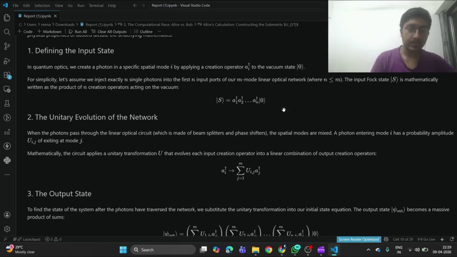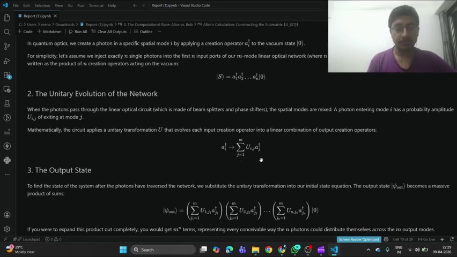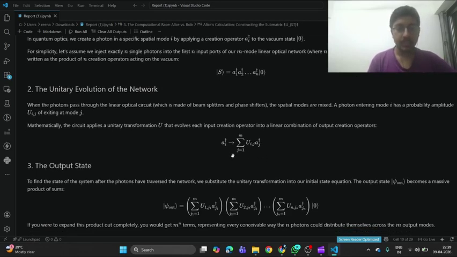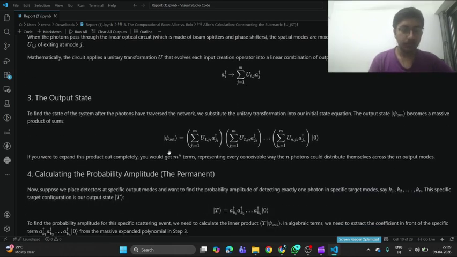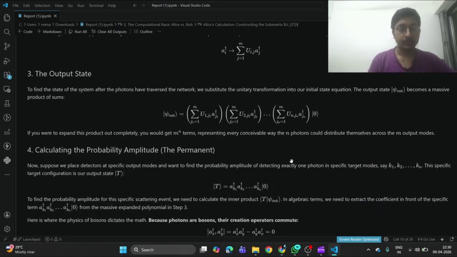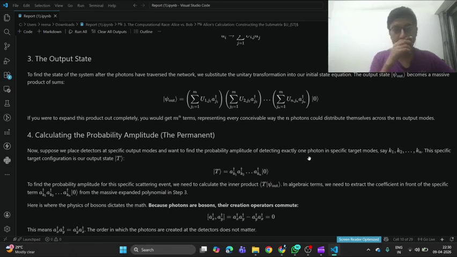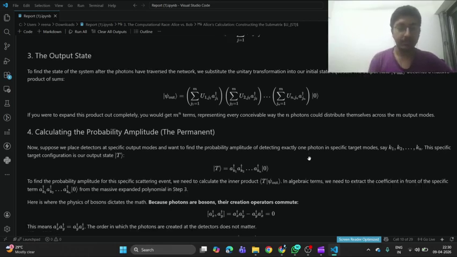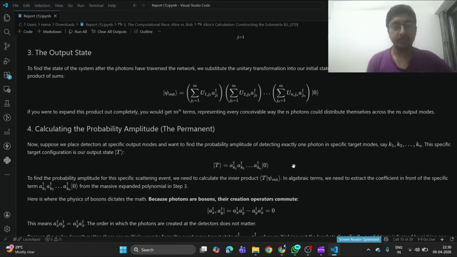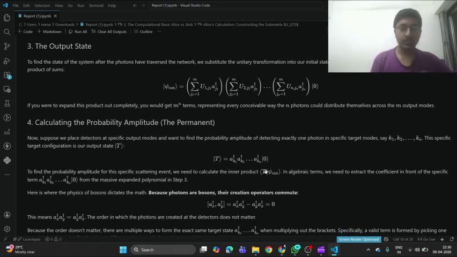Now, as we have also studied in class, the beam splitter performs a unitary transformation of all the input creation operators and converts them into a linear combination of output creation operators, which can be seen as follows. Using this equation and putting it into the first equation, we can write the output state as follows. Now, to calculate the probability amplitude of some particular state that we are measuring, let's assume that the state we are trying to detect is given by t, where we are detecting specific modes only. Those modes can be termed k1, k2 up until kn. So this is the output state that we will be measuring.